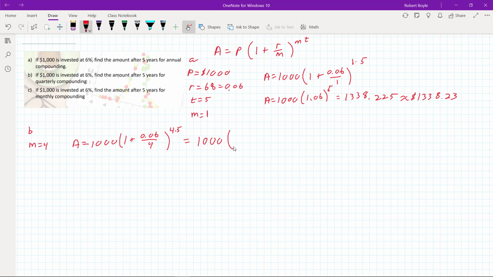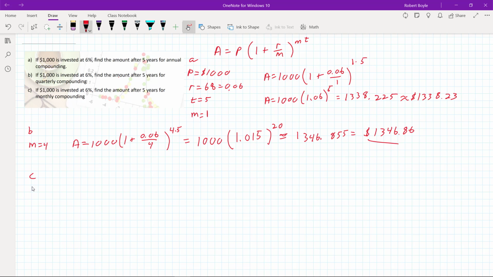Now 0.06 divided by 4 is 0.015. Add 1 to that, you are going to get 1.015 raised to the 4 times 5 power, which is 20. And if you knock that out in your calculator, you will get, at least to the third digit, $1,346.855, and that is equal to $1,346.86. So notice that we've made a little bit more than $8 by compounding quarterly instead of annually. Okay, but that one, nonetheless, that is our answer for B.